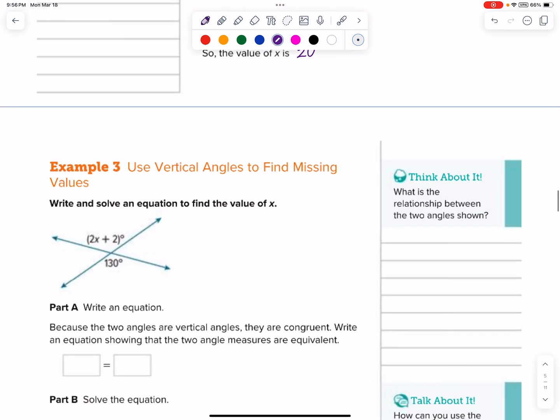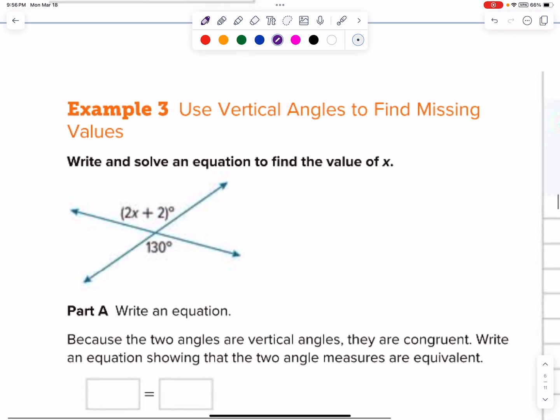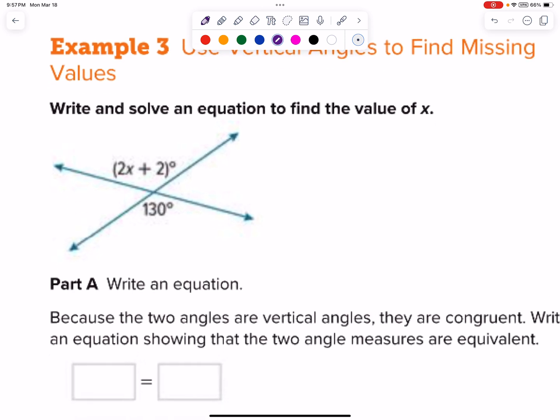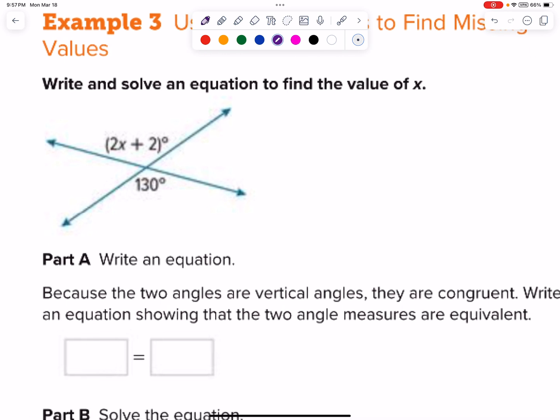Okay. All right. Example 3, using vertical angles to find missing values. Now, I got to say, I love these. It's like a puzzle to me. And when you understand rules about geometry and these different lines that are vertical angles or complementary or supplementary, it's just really, really fun to solve them. Definitely very puzzle-like. All right, so let's go ahead and solve, and we're just trying to find x.